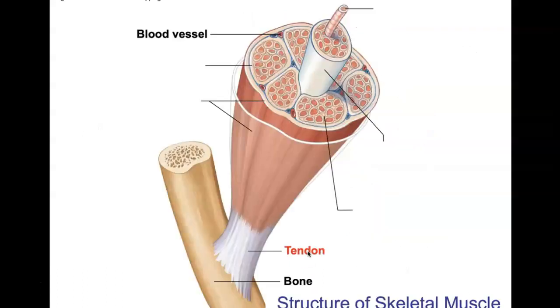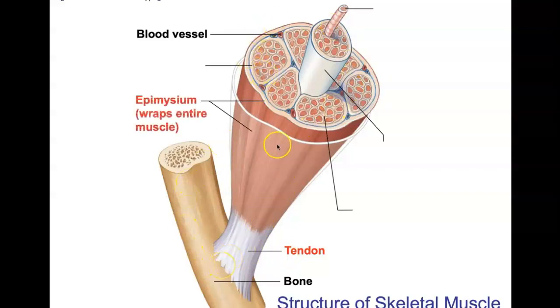So let's start talking about how muscle is arranged. What we see here is a muscle bundle. Muscles are typically arranged in bundles. This is one muscle bundle. And notice that the muscle bundle is bound to the bone by tendon. We learned this in histology lab as well, that tendons are connective tissue that bind muscle to the bone.